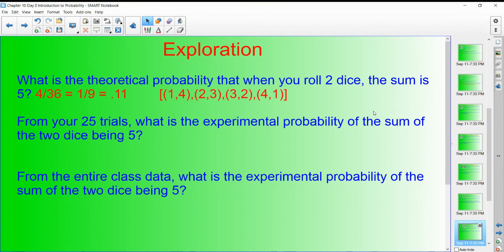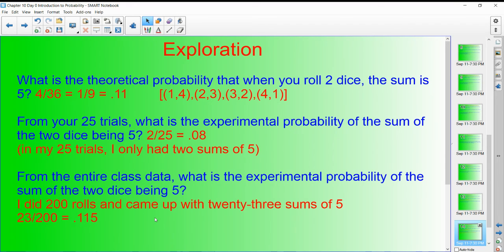Okay, so my sample space for rolling a 5, which means the different outcomes that could get me a 5, I could roll a 1 4, a 2 3, 3 2, and a 4 1. So out of the 36 total rolls, 4 of them have a sum of 5. So 1 out of every 9 rolls, I should have a sum of 5. And I can make it a fraction or a decimal. Now, depending on what your trials were, when I did this for 25 trials, I only had 2 rolls that were a sum of 5. So my experimental probability was 2 out of 25, or 0.08, which is less than the theoretical probability, and that can happen.